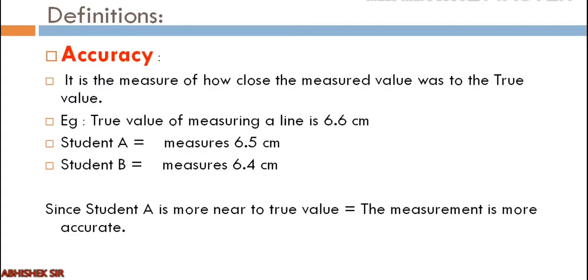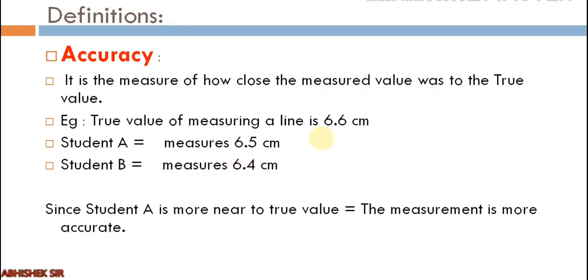Okay, so let us understand this with an example. Suppose there is a line whose exact measurement is 6.6 centimeter. Clear? We want to measure a line whose value is 6.6 centimeter. Now we have two students. Here we have student A who takes the measurement and his answer comes out to be 6.5 centimeter. Clear? Now the same line is measured by student B, who measures with his own instrument and his value comes out to be 6.4, right?